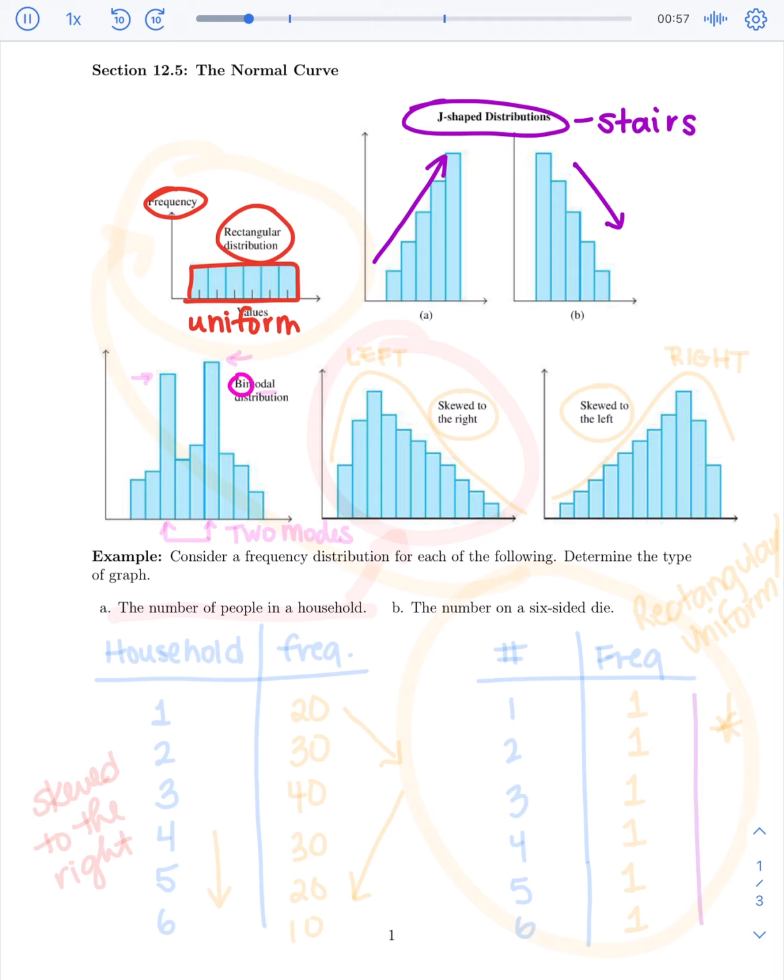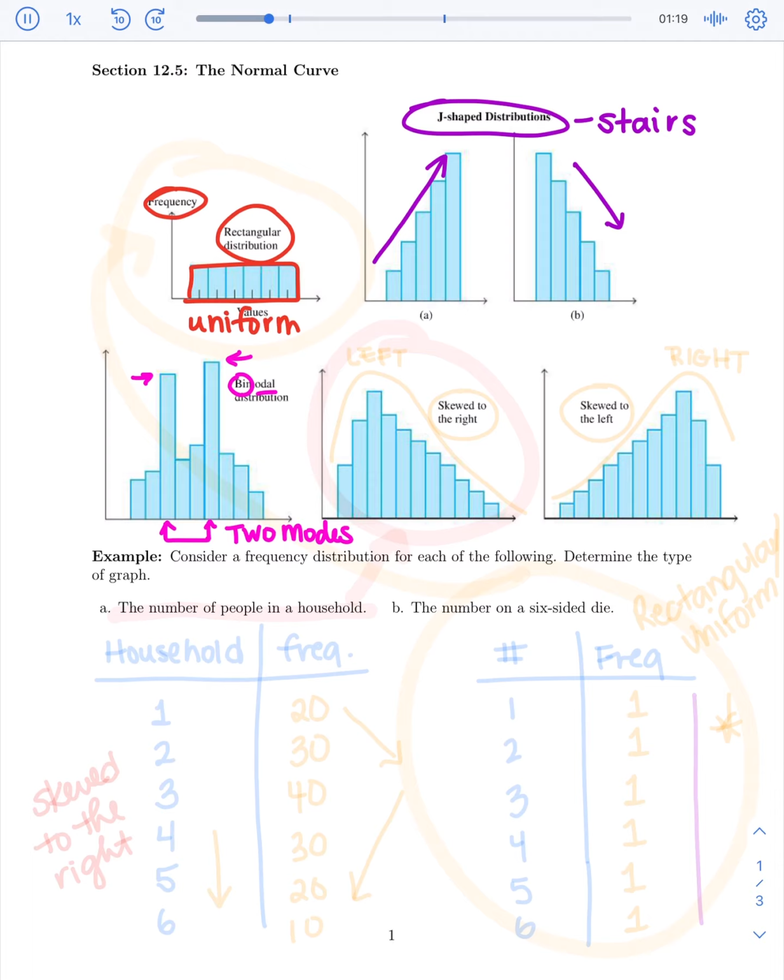Bimodal. Bi means two. Mode means highest frequency. So by having two modes, you've got two sets of data that have a high frequency. So you have two high peaks. That's what they mean by a bimodal distribution.